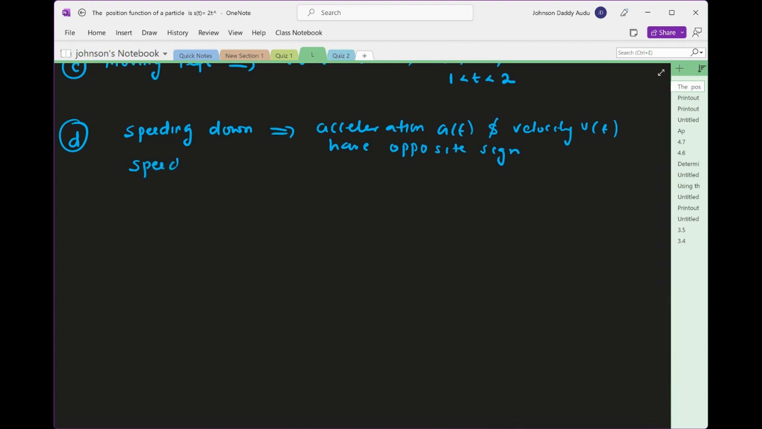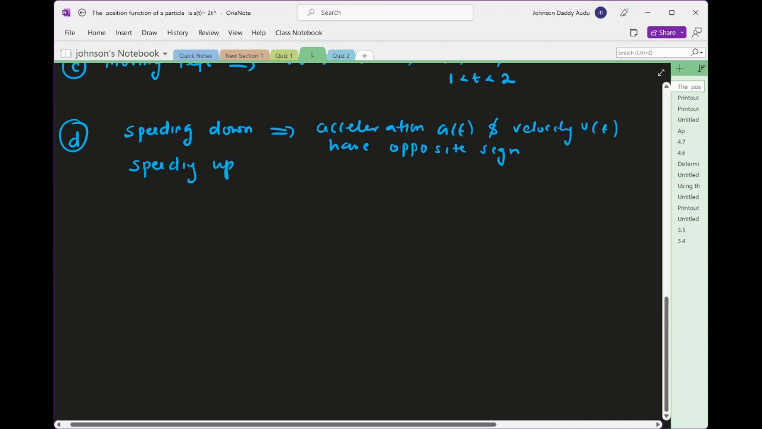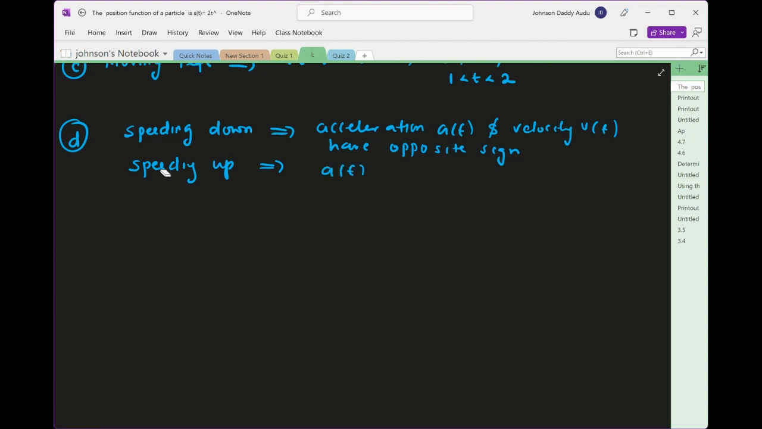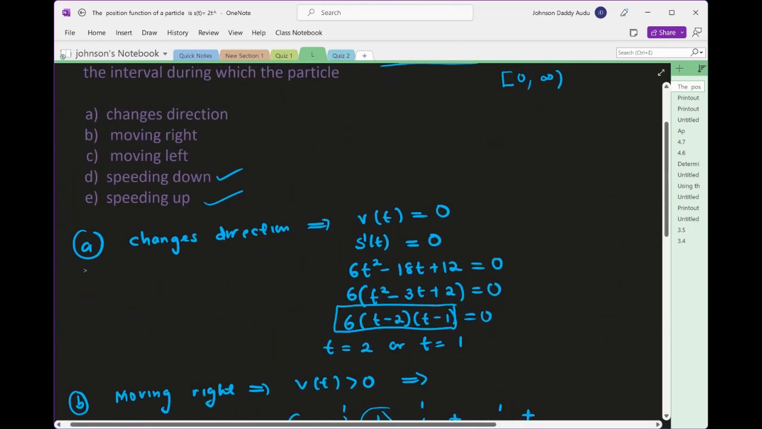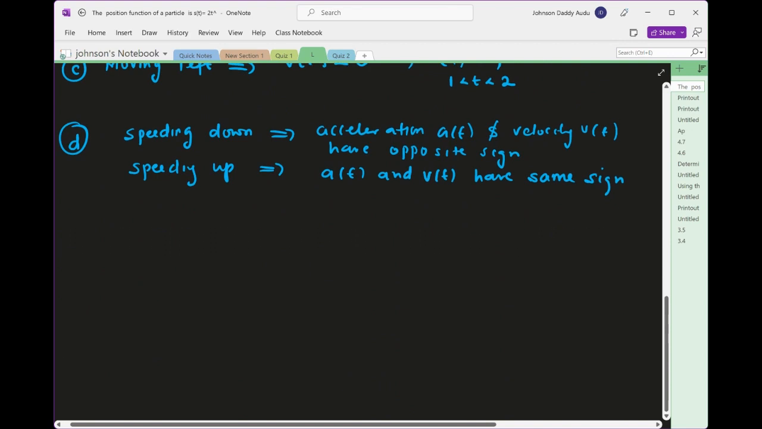Why speeding up means that what? At, which is the acceleration, and Vt have the same sign. Okay. All right. So with this, let's try to find the acceleration first.